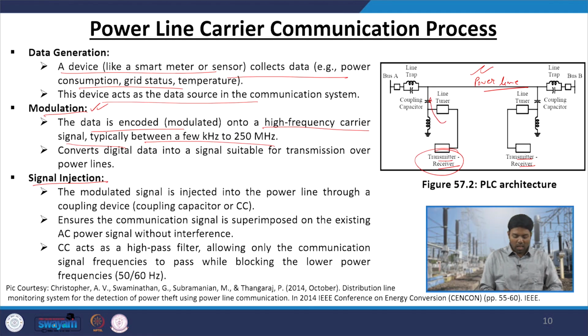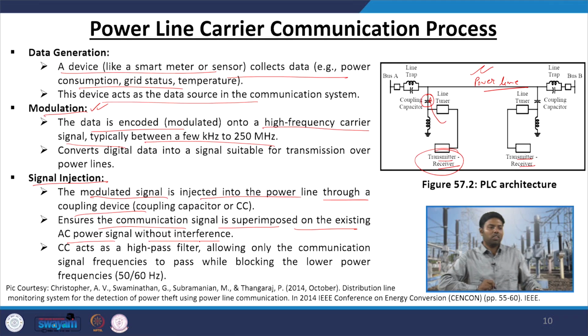How are you doing it? The modulated signal is injected into the power line through coupling devices, that means the coupling capacitor. This ensures the communication signal is superimposed on the existing AC power signal without interference. That means it is just superimposing two signals with each other. You have your power signal of 50 hertz frequency, then you have your communication signal of a few kilohertz or megahertz frequency, you just superimpose both of them and then send both of them.